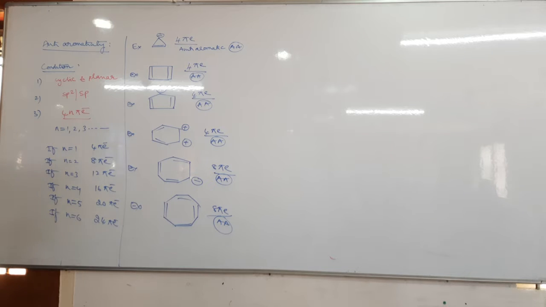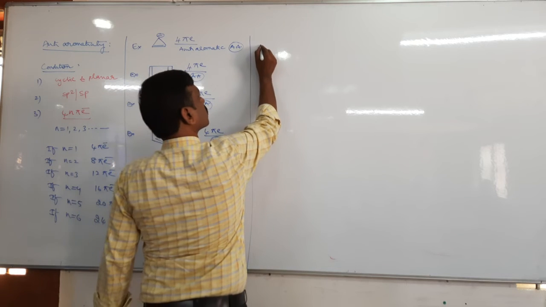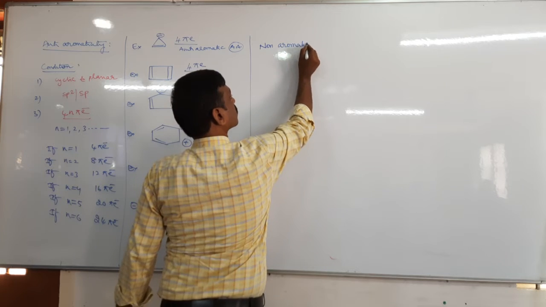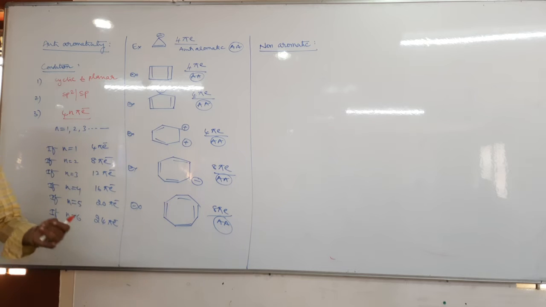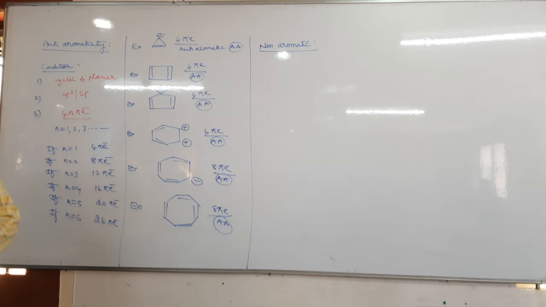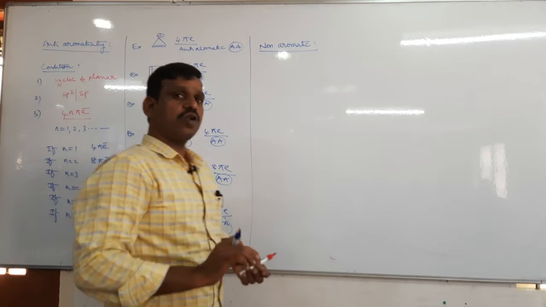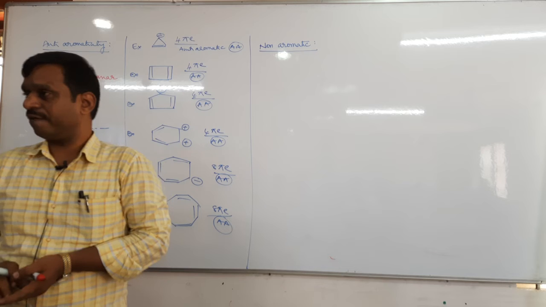Okay, finished. Next is non-aromatic. So what is aromatic, what is anti-aromatic, and what is non-aromatic? Questions also come like this only: which of the following is aromatic, which is anti-aromatic, which is non-aromatic? Then what is a non-aromatic organic compound? A non-aromatic organic compound is a cyclic compound which is not having planarity.